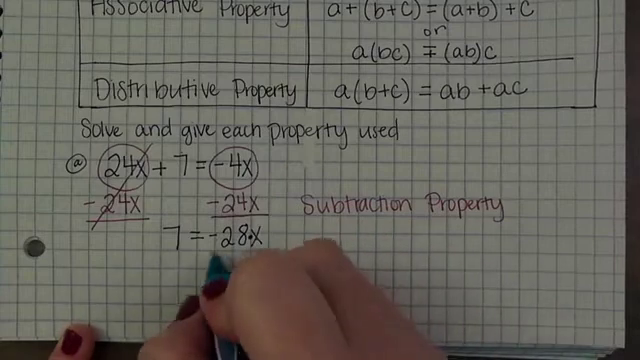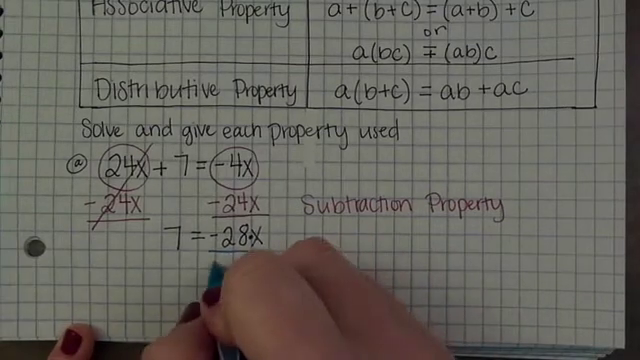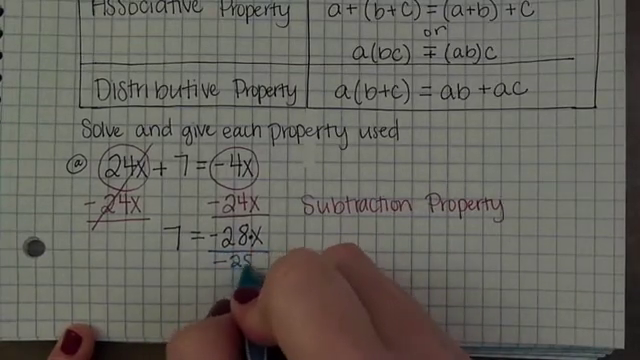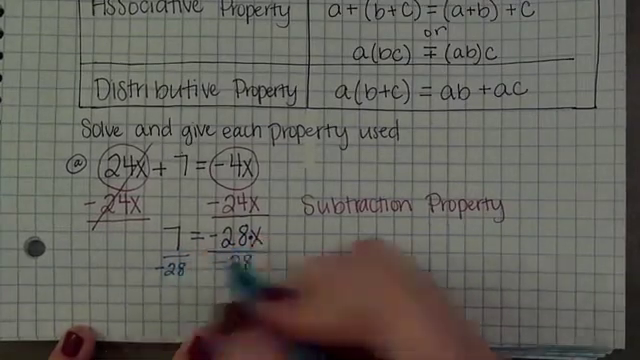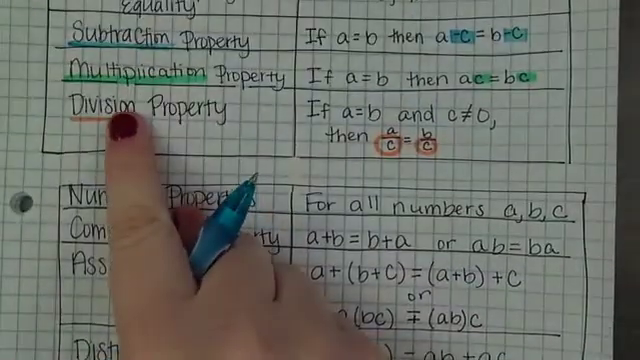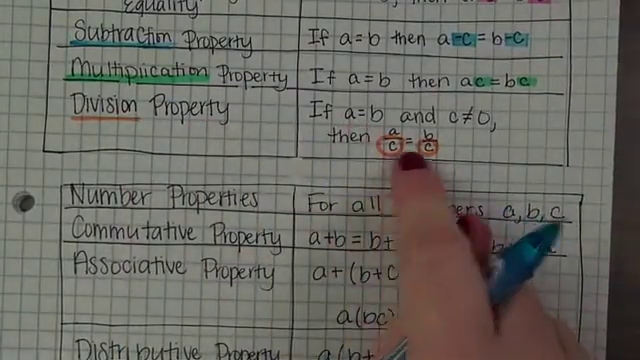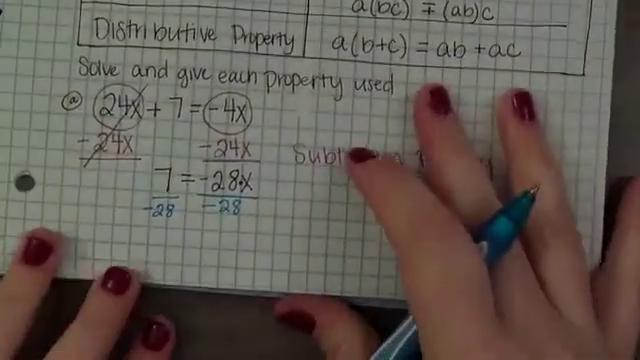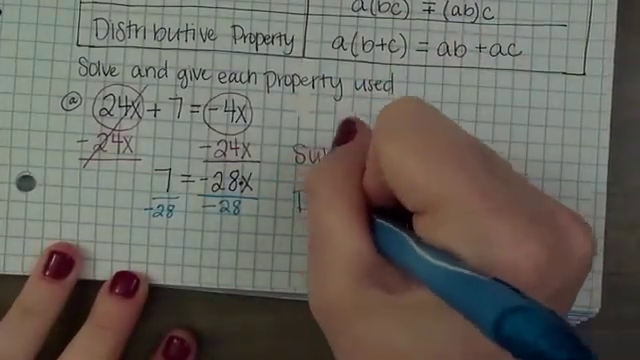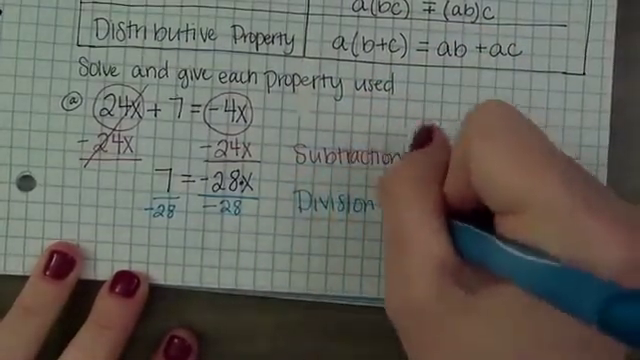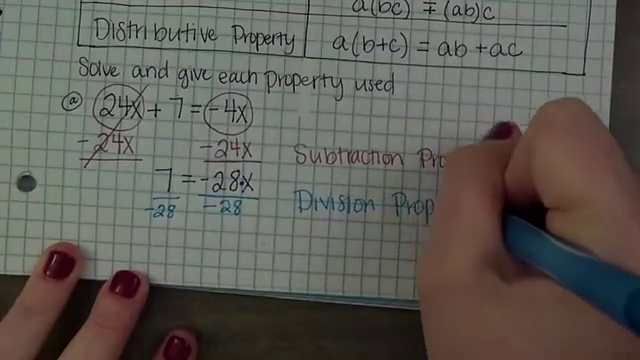The opposite of multiply would be to divide. So notice, what are we doing to both sides? We're dividing. If I needed to justify which step I used, I would just say that I was doing the division property. I divided the same number to both sides. I divided by -28 on both sides. So this step would just be the division property.